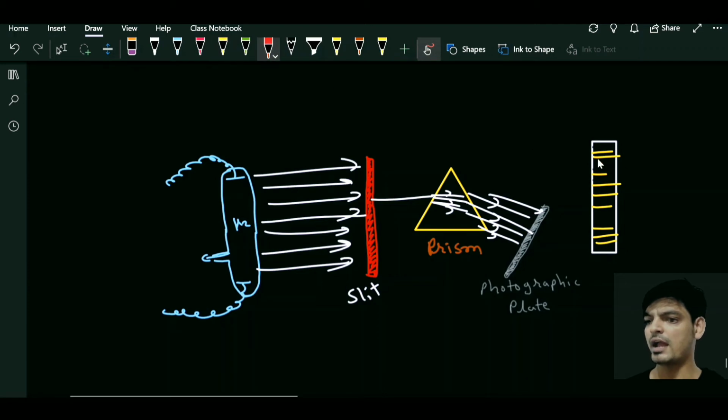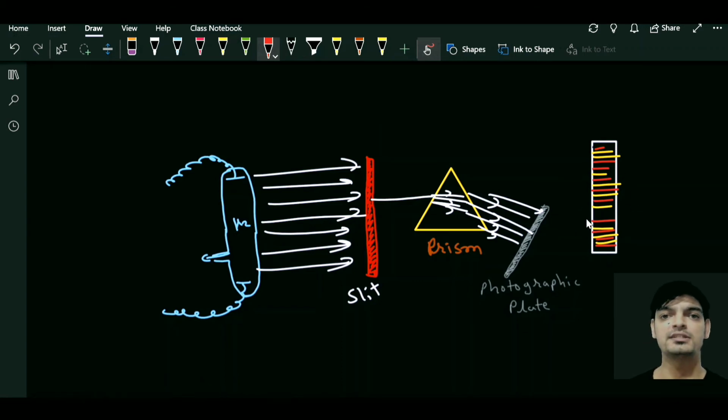I mean that we are getting only lines. Again, this kind of spectrum is known as a line spectra. Why is it called a line spectra? The other part of the photographic plate is black and we are getting only lines.